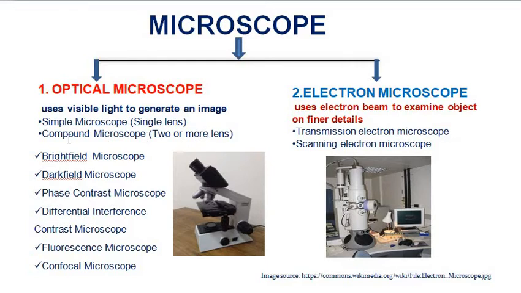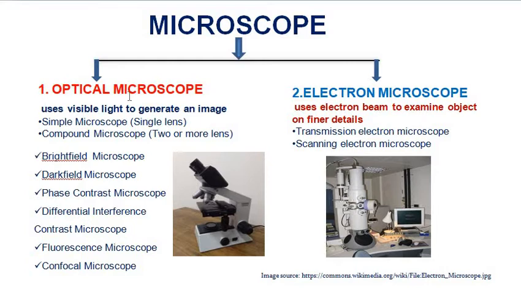The modern microscopes being used in the study of cells and microorganisms are compound microscopes, such as bright field microscope, dark field microscope, phase contrast microscope, differential interference contrast microscope, fluorescence microscope, confocal microscope. So there are various types of optical microscope which use light and a lens system to visualize little objects.